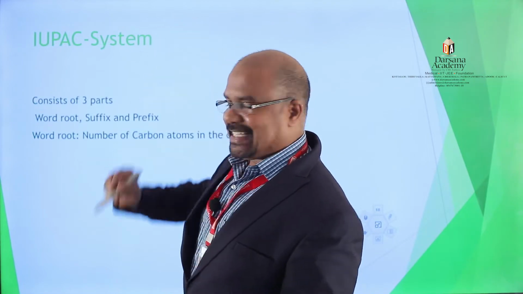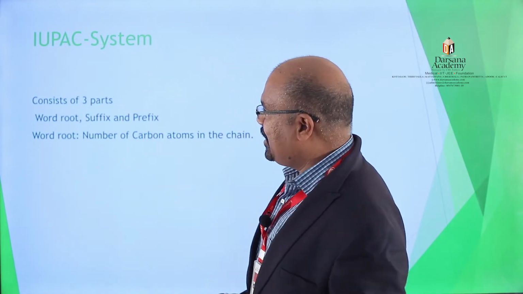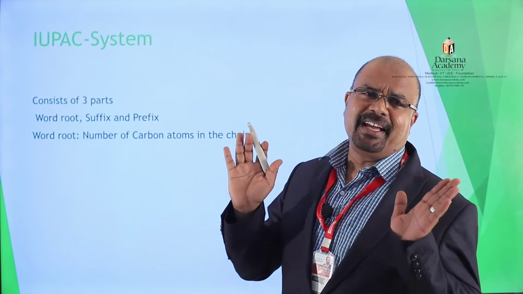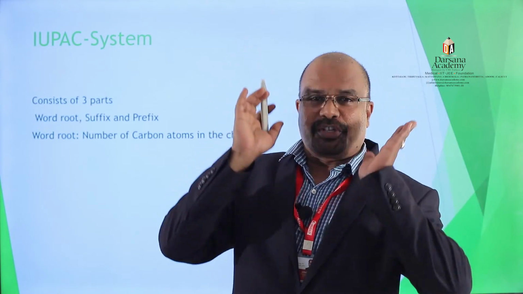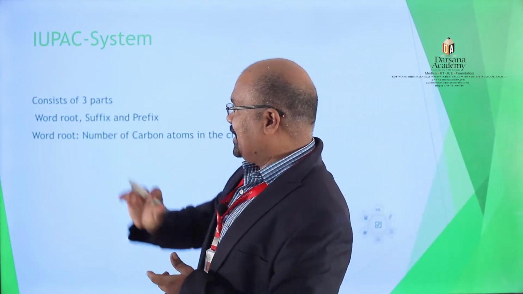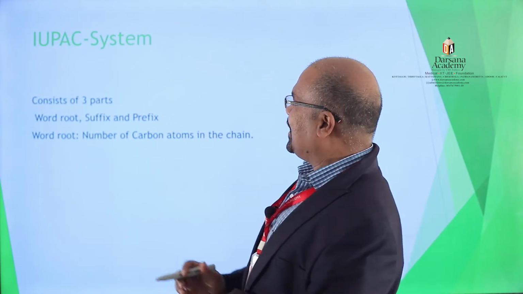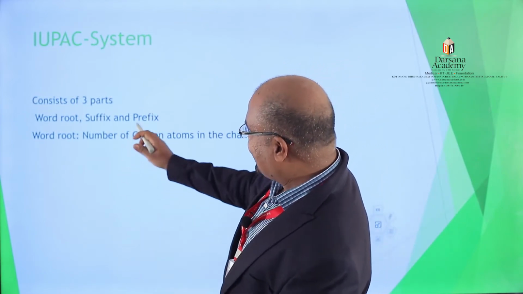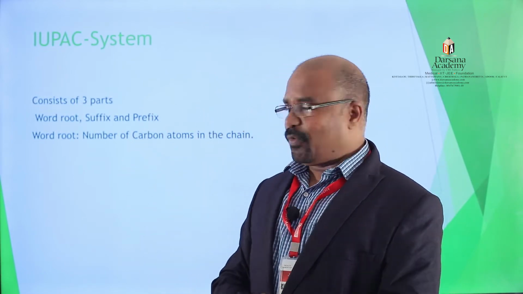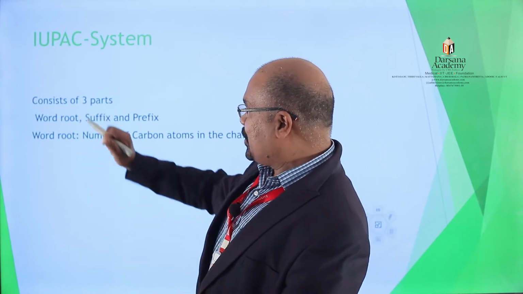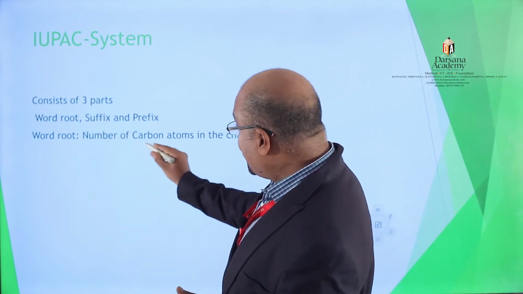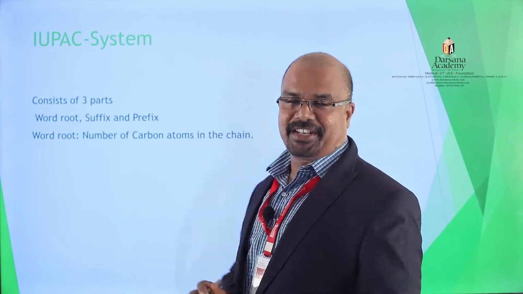The IUPAC system consists of three parts that are essential for naming a compound. One is root word, or word root, and the second is suffix. And the third one is prefix. You know what is root word or word root? That is the parent: the number of carbon atoms in the chain.